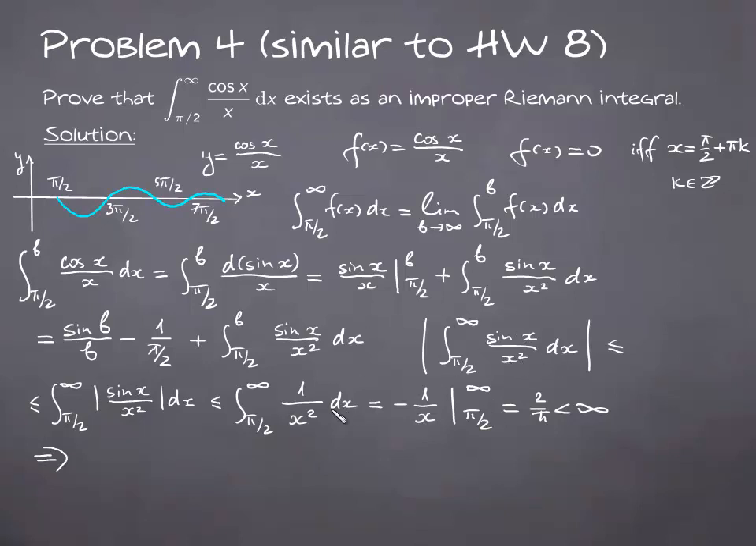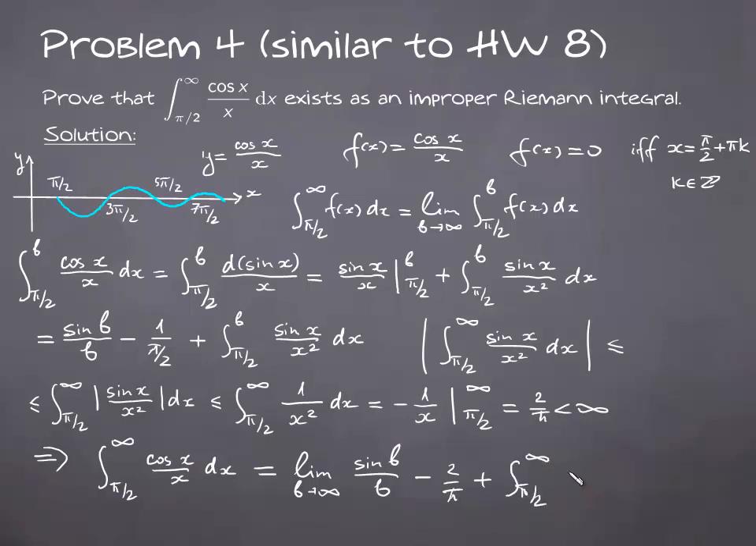Hence the improper integral of the original function cosine of x over x also exists and is equal to the limit, as b goes to infinity, of sine of b over b minus 2 over pi plus the integral of sine of x over x squared dx. This limit is just 0. The other integral exists and is finite, but of course it can be computed only approximately.